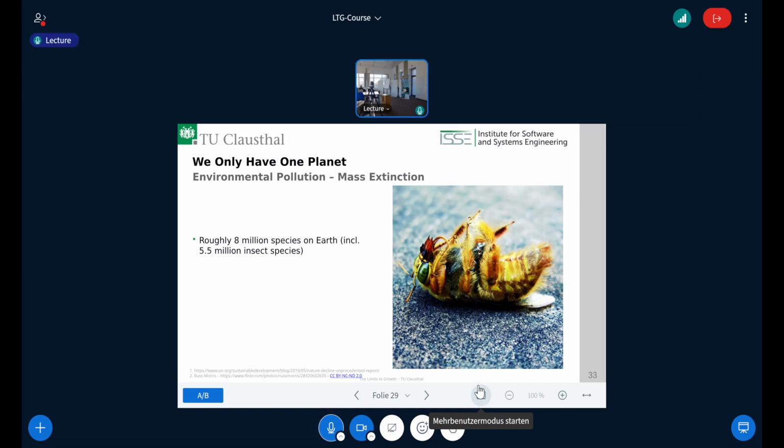Another side effect of using pesticides and herbicides, but also of environmental pollution in general and climate change, is the occurrence of mass extinctions. We have roughly 8 million species on this planet, including roughly 5.5 million insect species. That sounds at first like quite a lot. We're not talking about individuals, but just different species, so a few more or less shouldn't be a problem. But up to 1 million of those species are threatened with extinction within some decades.